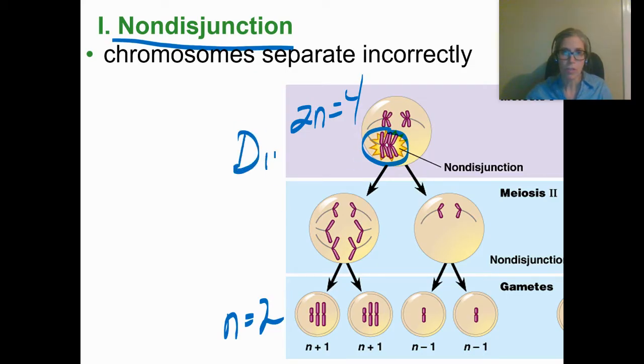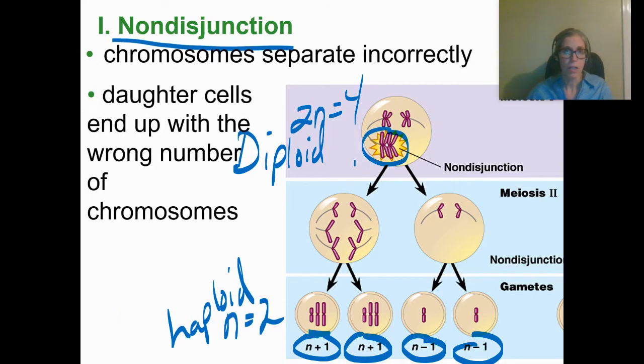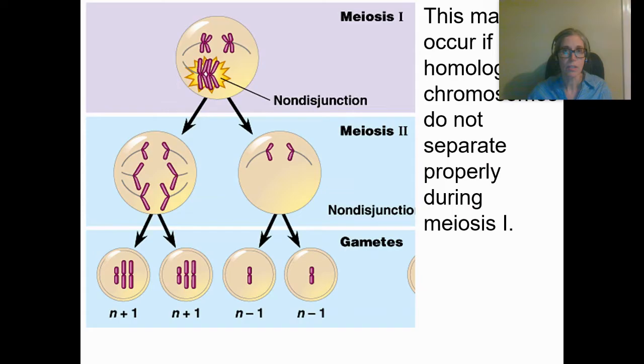So in other words, from diploid up here with homologous pairs that match each other to haploid right here. And instead of getting that, we don't have the haploid number of 2, we have 3, which is 1 extra. So we would call that n plus 1. Or this one is actually missing one of the chromosomes. We should have gotten 2, we only have 1, that is n minus 1. So those all resulted from nondisjunction. Daughter cells end up with the wrong number of chromosomes for that species.